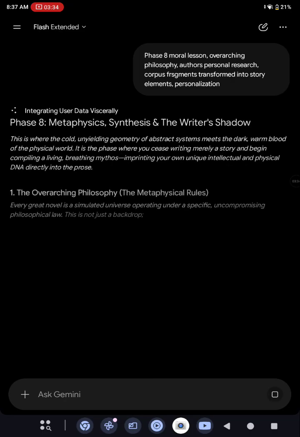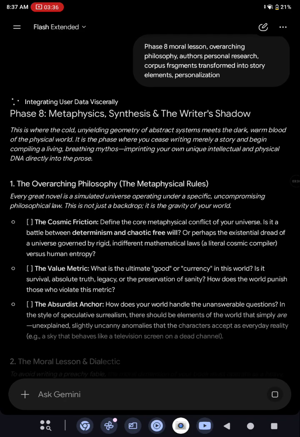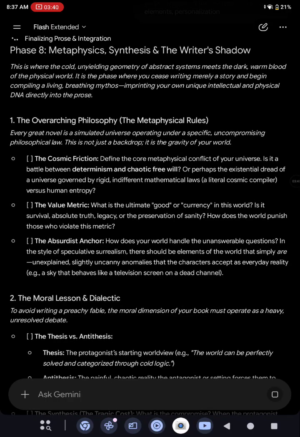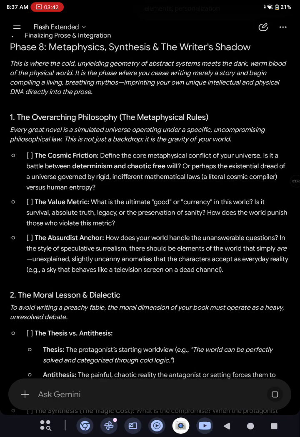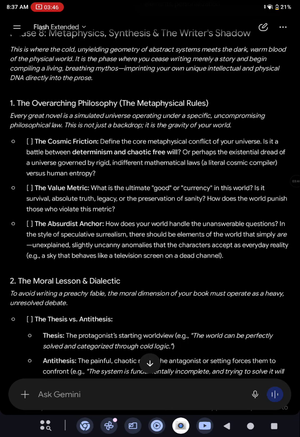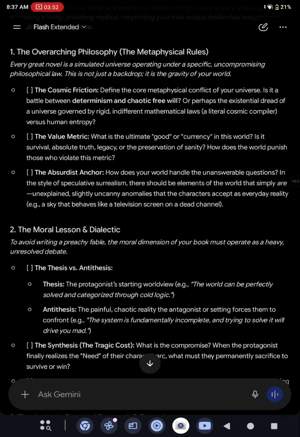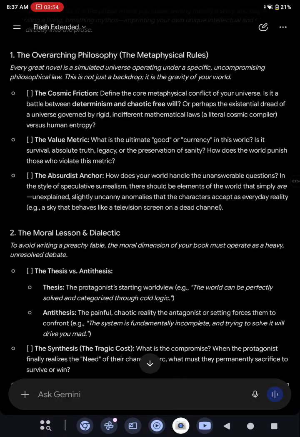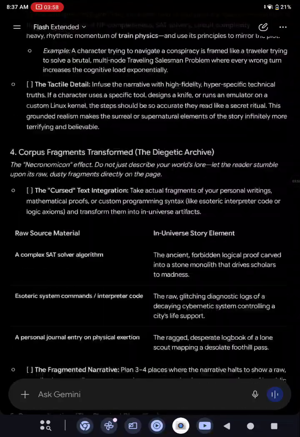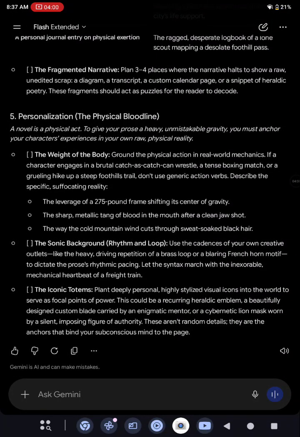Structure in phase 8: metaphysics, synthesis, and the writer's shadow. This is where the cold, unyielding geometry of abstract systems meets the dark, warm blood of the physical world. It's already typing all this in. It's talking like it is going to do it. The overarching philosophy, the metaphysical rules. So I'm going to see personalization of physical bloodline, the weight of the body.